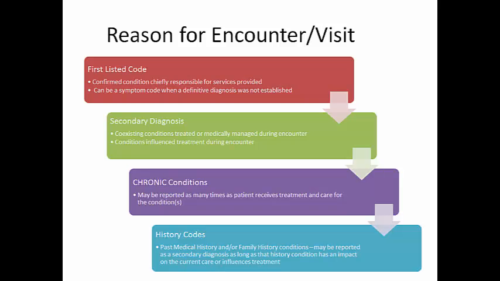Chronic conditions may be reported as many times as the patient receives treatment and/or care for those conditions. And then history codes may be reported as secondary diagnoses as long as that history condition has an impact on the current care or influences treatment. So maybe an example, patient has COPD as a chronic condition and they're dependent on oxygen. The coder is going to need to pick up that COPD and that dependent oxygen code.